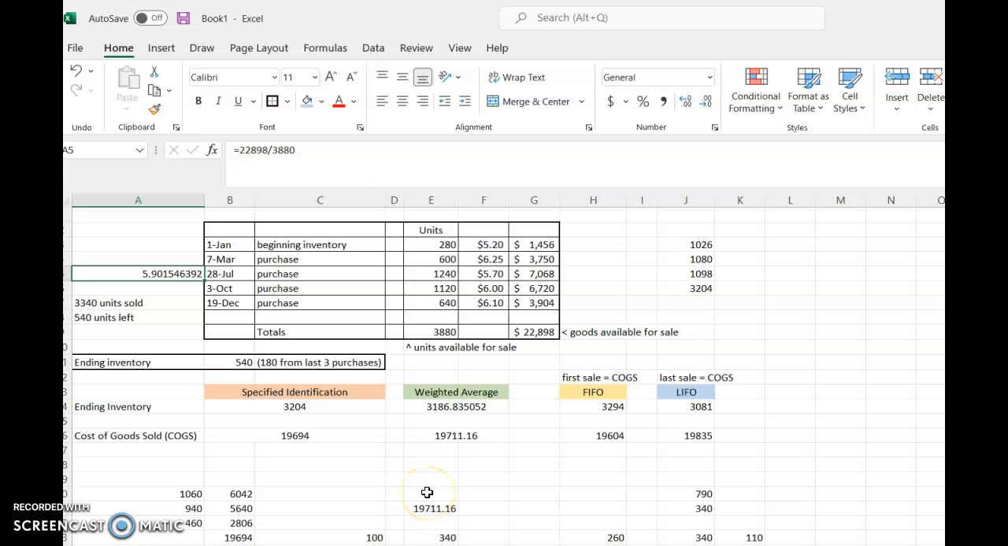Okay, yes, so the next thing we're going to do after we find that weighted average cost is find the actual units sold. I just did the units sold by subtracting the units left from the units available for sale here. So we do 3,880 minus the 540 units remaining at the end, or the ending inventory. That gives us the 3,340 units sold up here.